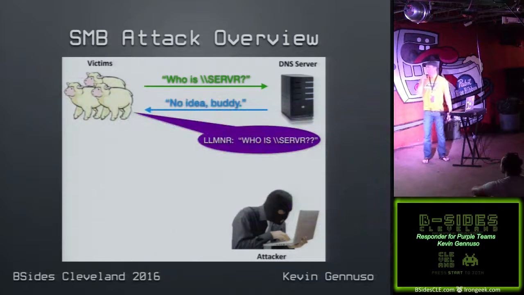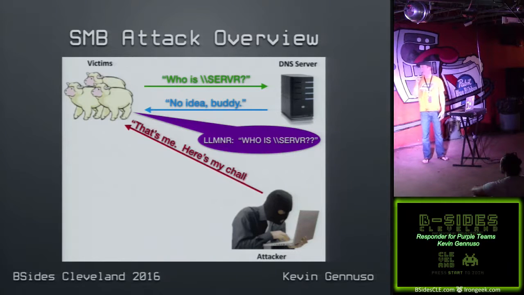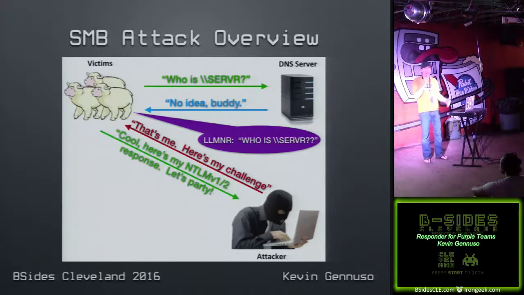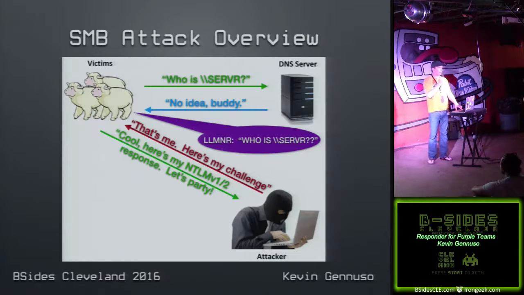So the victims are going to say, hey, everyone, via broadcast, who is serve R? And if there's an attacker on the wire running Responder, he's going to come back and say, hey, that's me. How you doing? Here's my challenge. And then the target system will come back and say, hey, awesome. Here's my NTLM v1, v2 response. Let's go to town. So obviously, in this case, the victims just gave up potentially weak hashes to an attacker by doing nothing but mistyping the file server that they were trying to get to.